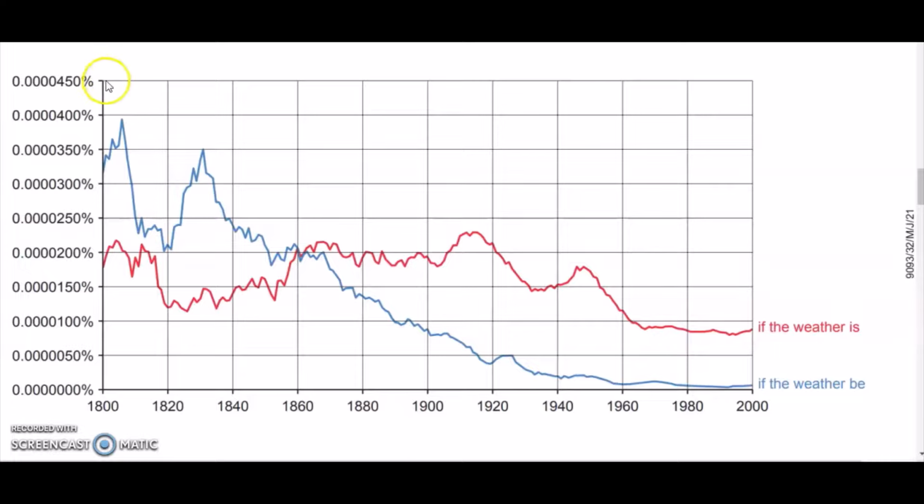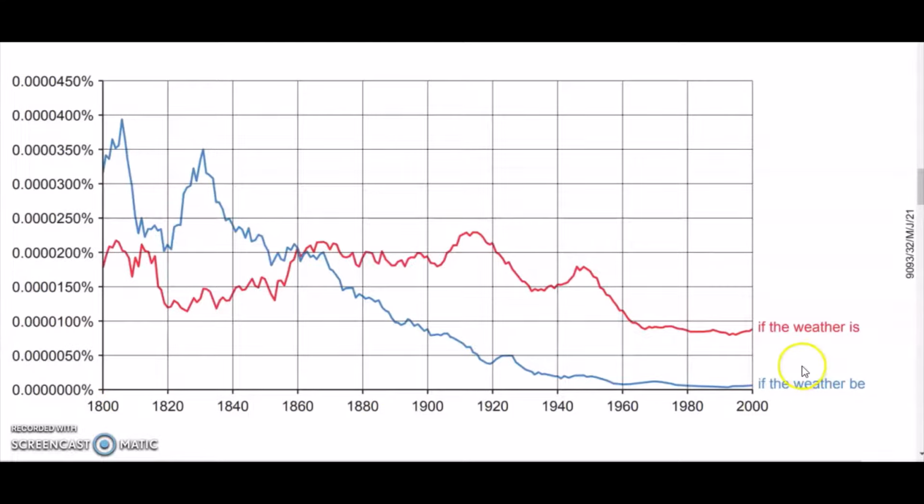Now look at a closer look of the graph. On the vertical axis, we have the percentages. This is the vertical axis. And on the horizontal axis, we have the number of years. It means we have the time period, that is between 1800 to 2000. So these two things are very important: the percentages and the number of years.